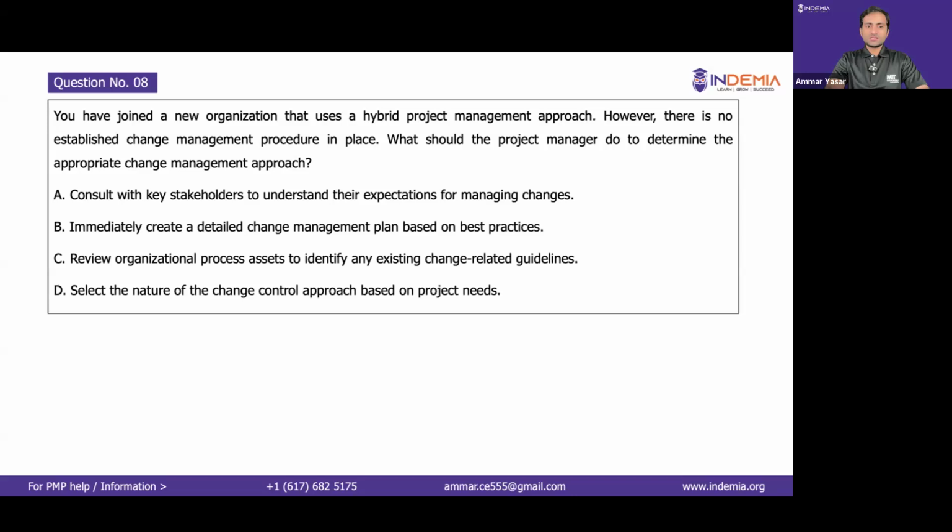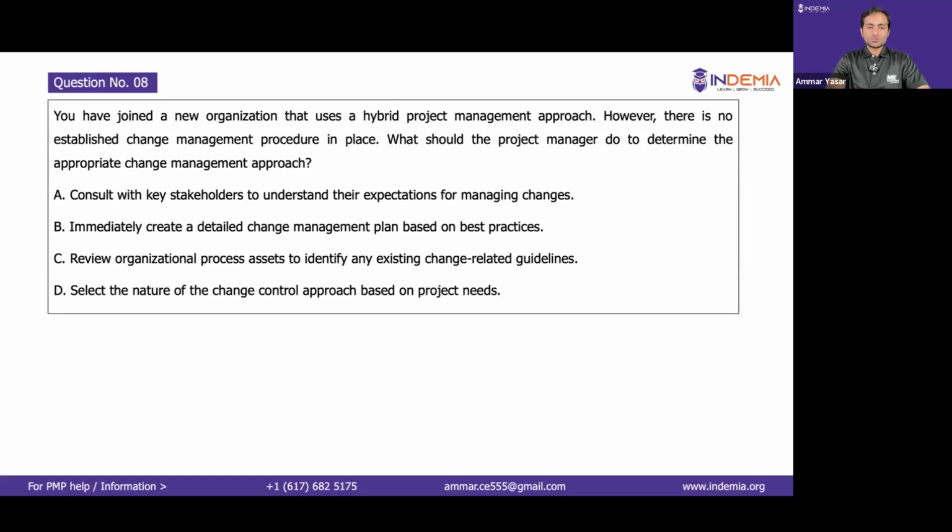Option B, immediately create a detailed change management plan based on the best practices. So you might have read my 12 terminologies. If you have those 12 terminologies, then most of the time, those options are incorrect. And one of the terminologies is immediately. Whenever you see this option in the statement, so most of the time that option is incorrect. So we don't just do that, directly developing a change management plan without understanding the context.